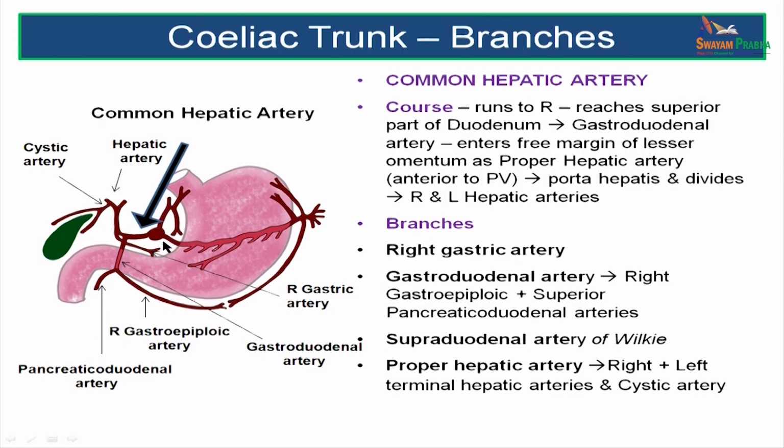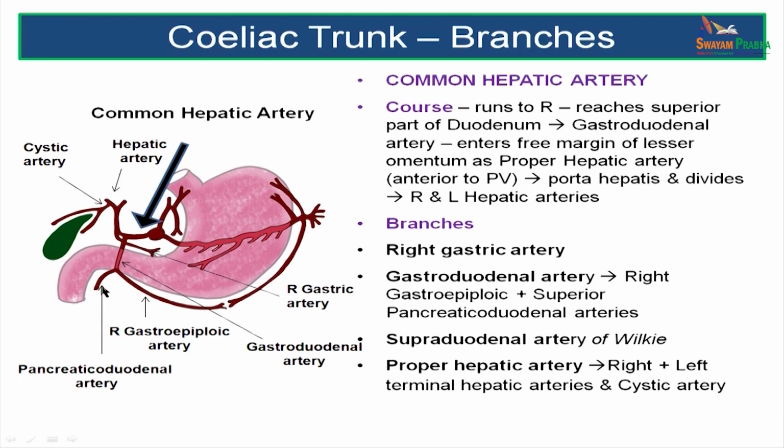artery. The gastroduodenal artery passes posterior to the junction of the pylorus and the first part of duodenum and gives off the right gastroepiploic artery and the superior pancreaticoduodenal artery. The right gastroepiploic artery supplies the greater curvature of stomach and anastomoses with branches of the left gastroepiploic artery.